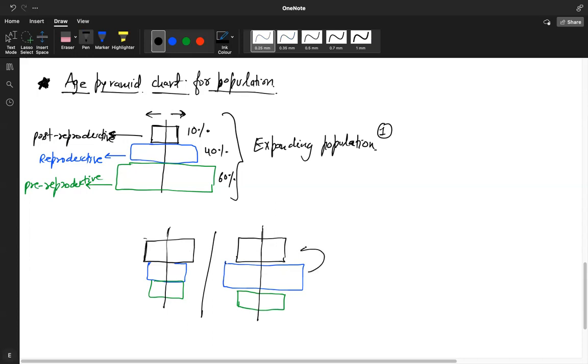So we know that these are going to convert into this, and this is going to convert into this, correct? Because these are the post-reproductive ones, and this is less than the reproductive. So when reproductive will become post-reproductive, very few pre-reproductive will become reproductive, and their kids also will be comparatively reduced. So this population, which shows this kind of shape, apart from the inverted pyramid, these both are going to be declining populations. Do you understand why?